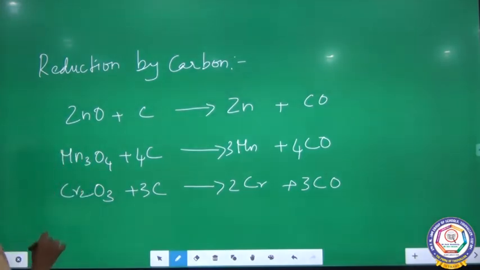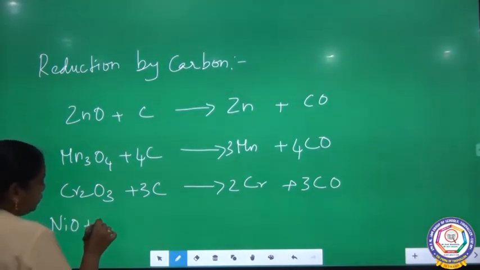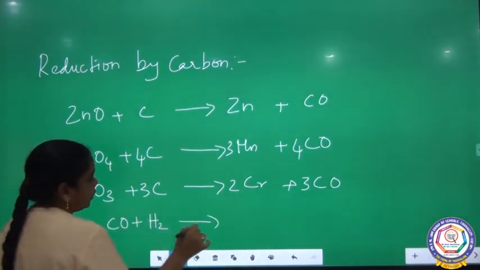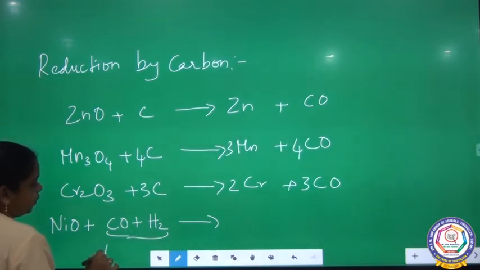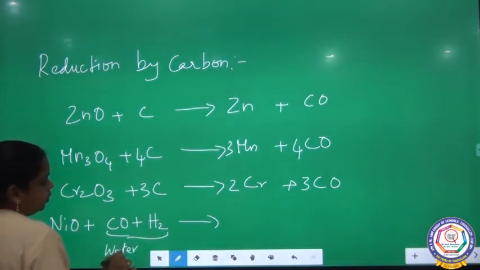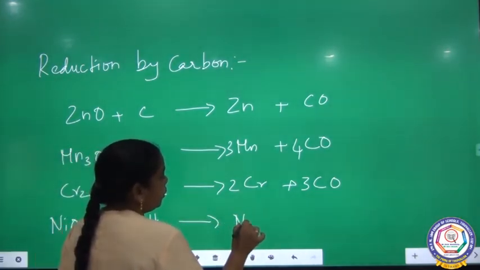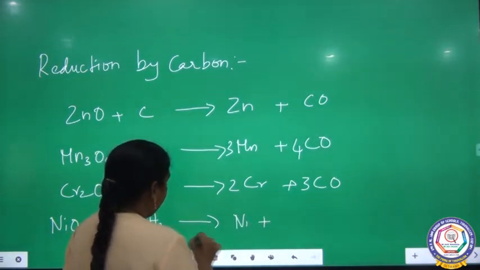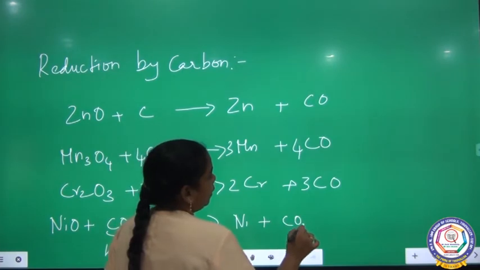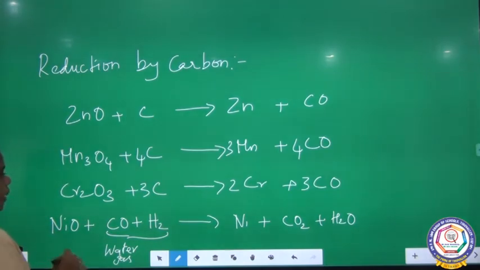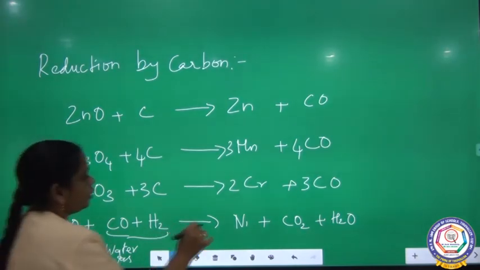And next, nickel oxide. Nickel oxide can be reduced by using water gas. Carbon monoxide plus hydrogen is called water gas. Using this, the nickel oxide is going to be reduced into nickel plus carbon dioxide plus water. Now you want to balance the equation here. If you put 2, everything is going to be balanced.